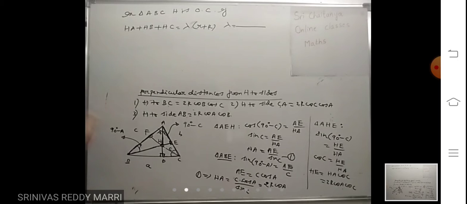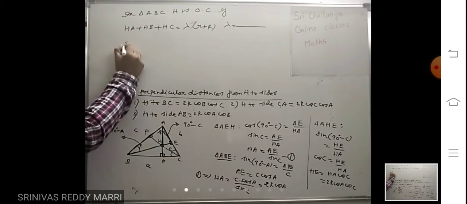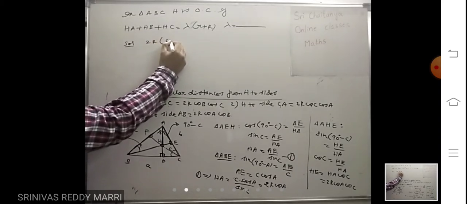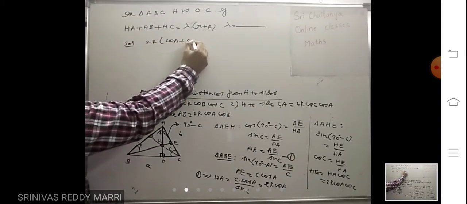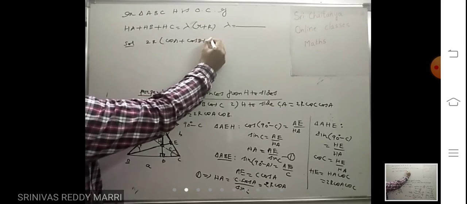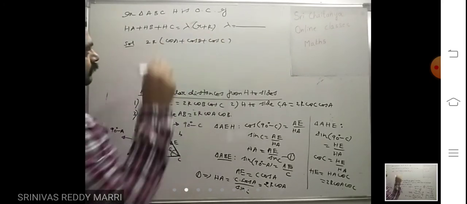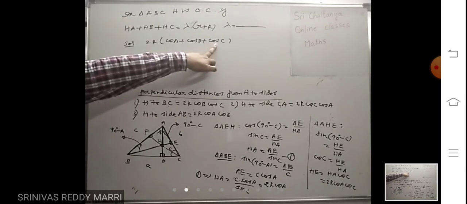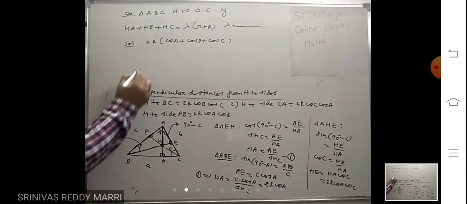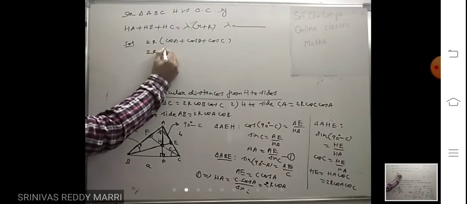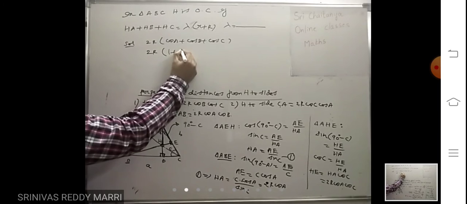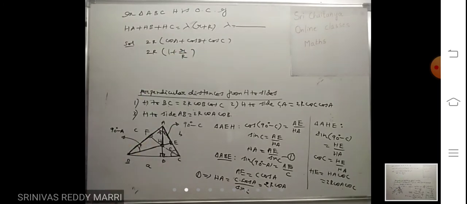So now substitute the formula. HA is nothing but 2R cos A. 2R common, cos A plus cos B plus cos C. Now in triangle ABC, this is a standard result. This is nothing but 1 plus small r divided by capital R. This formula I told in the previous lectures, and in last week's exam one problem was given. We have done this.